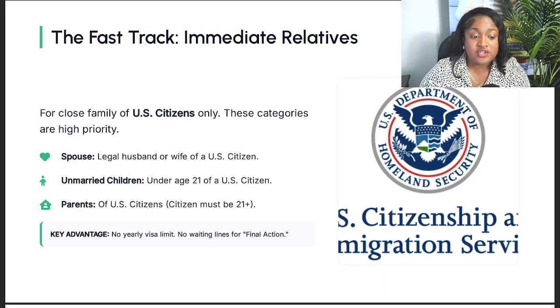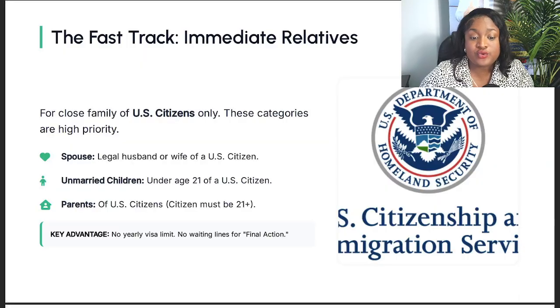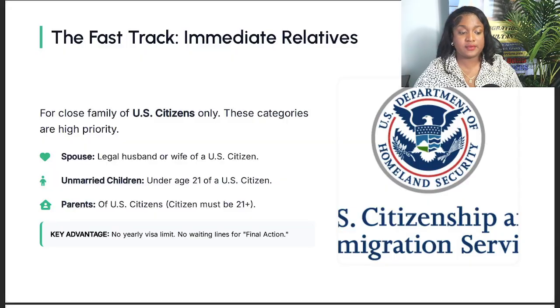We have unmarried children of U.S. citizens. If you are a U.S. citizen and your child is under 21, you also don't have to wait in line, you're a priority. And we are talking about parents of U.S. citizens. The children of course need to be 21 years or older. So USCIS only considers children over 21 years old to file for their parents.